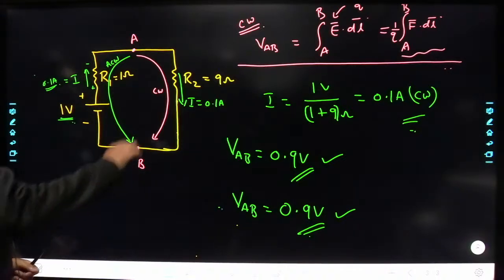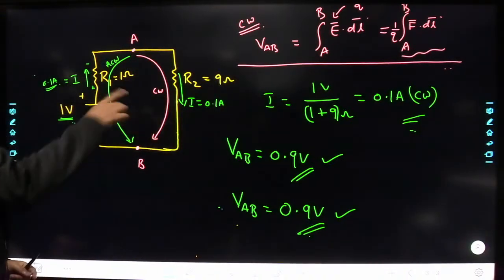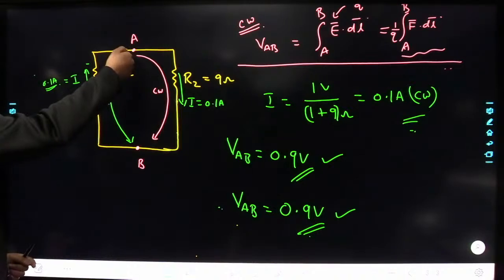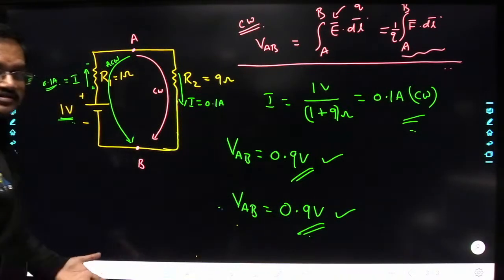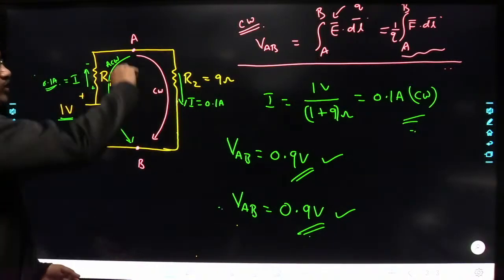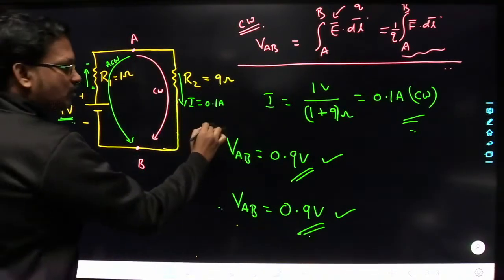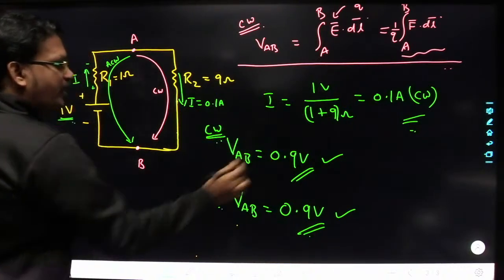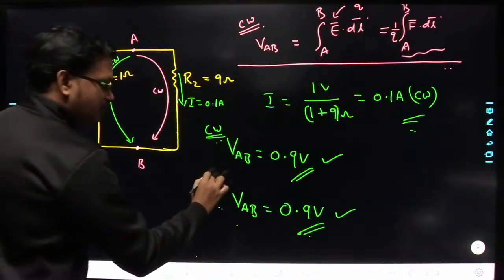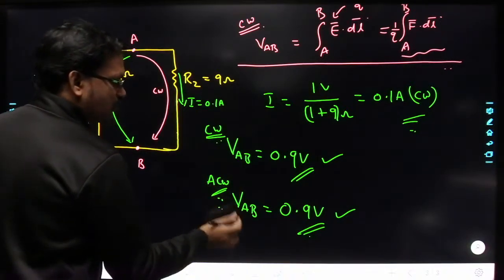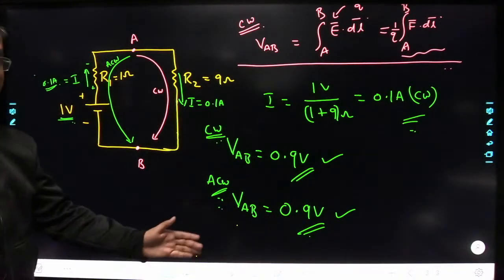So whether you move from A to B in clockwise direction or you move from A to B in anti-clockwise direction, you are getting the same value. Yes or no? If you move from A to B, you are getting 0.9 volts, or if you move from A to B in anti-clockwise direction, then also VAB is the same value, that is 0.9 volts.